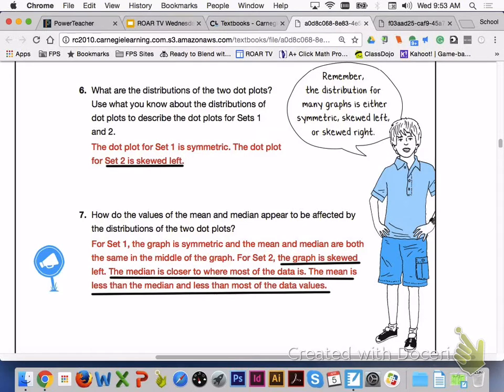For number 6 for set 2, the distribution is skewed left. For number 7 for set 2, that tells us that the median is closer to where most of the data is. The mean is less than the median and less than most of the data values.